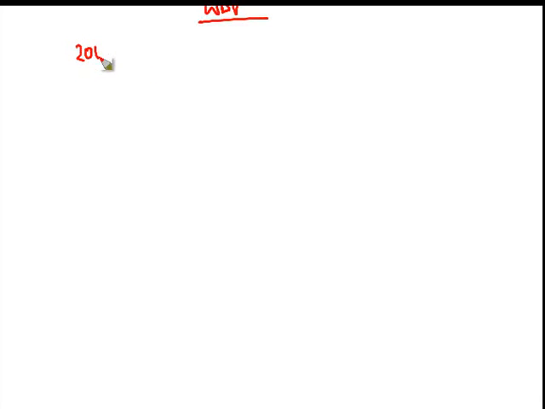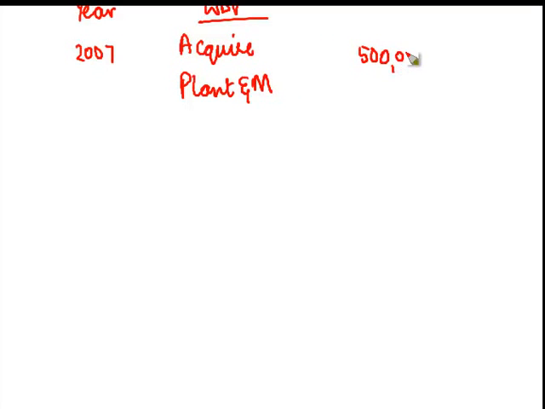Now, let's say I am sitting in year 2007. I acquire plant and machinery for rupees 5 lakh. And let's say the rate of normal depreciation is equal to 10%. Let's say it is March 2007. Assuming this plant and machinery has been in use for greater than 180 days, I am going to apply the rate of 10% and charge depreciation.